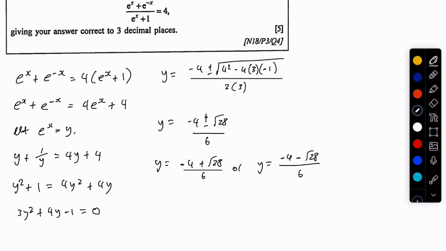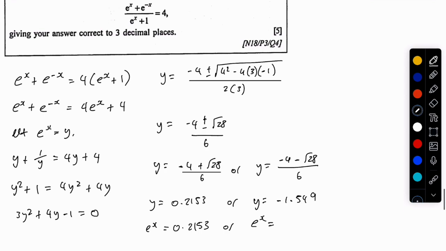Now this brings us to two answers. If we plug these into our calculator, on the one hand we get y is equal to 0.2153. On the other hand we've got y is equal to negative 1.549. Which means therefore that e to the x must equal 0.2153, or e to the x must equal negative 1.549.